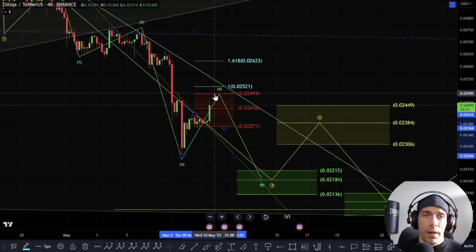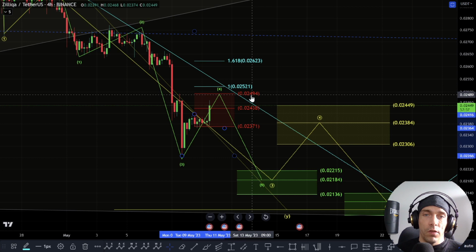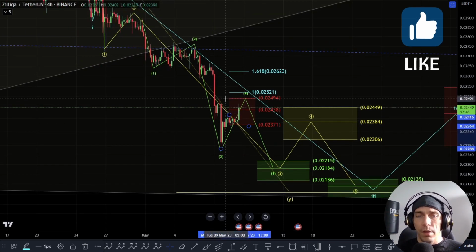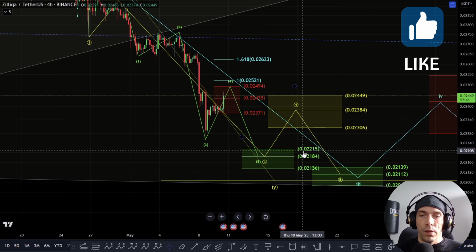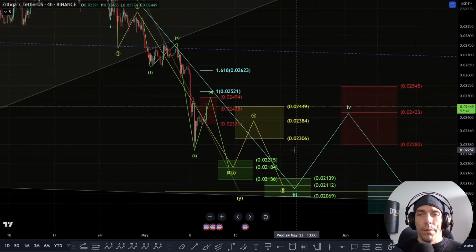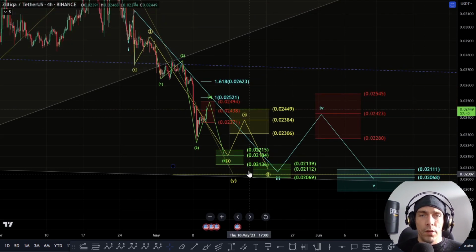If we do push up higher, I would be looking out for this potential of coming into this 50%, which would be sitting at this 0.2494 area. It would also align with a test of this high here, and then we could actually look for a sell-off. So if the sell-off does take place, potentially what we could see is a move down towards this 0.2215 to this 0.2136.